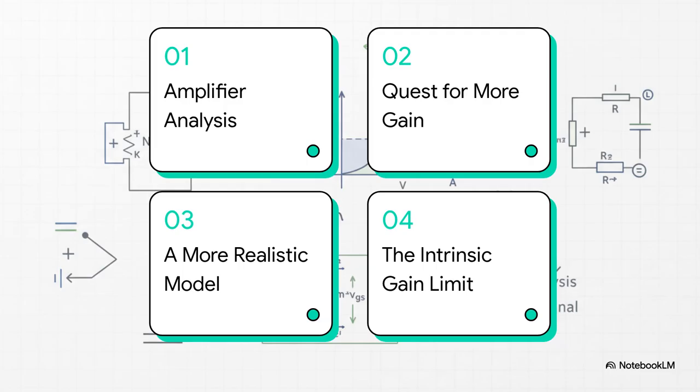So, here's the game plan. First, we'll walk through the standard, by-the-book analysis procedure. Then, we'll go on a quest for more gain and see exactly why our simple approach just, well, falls apart. That's going to force us to find a more realistic model, which, and this is the cool part, will reveal the ultimate intrinsic gain limit of the device itself.